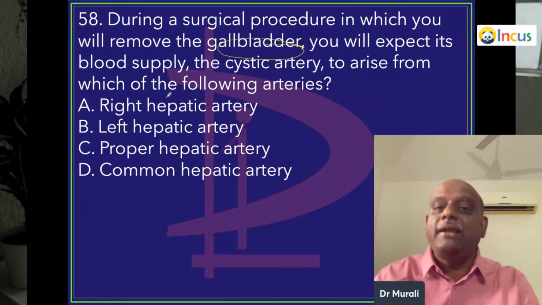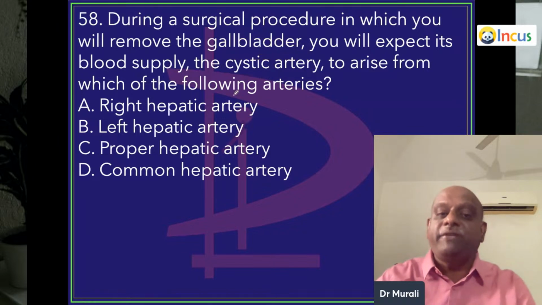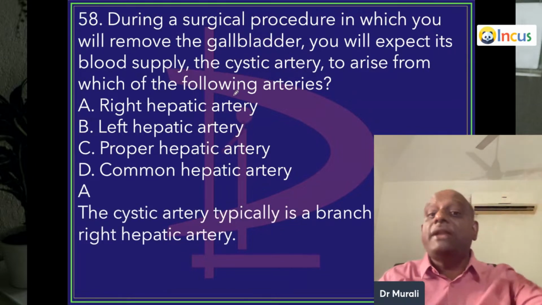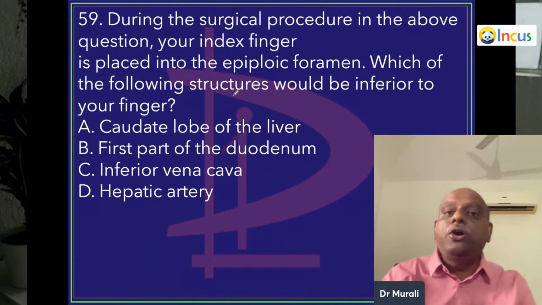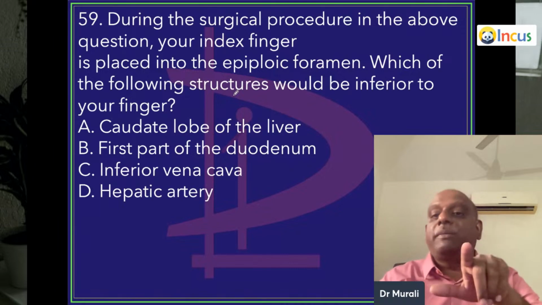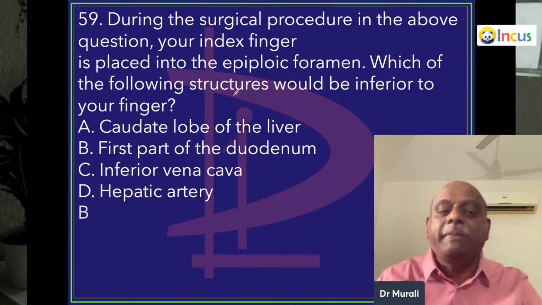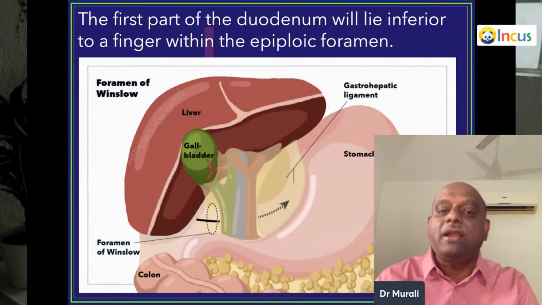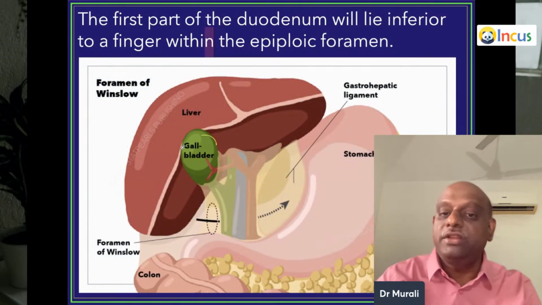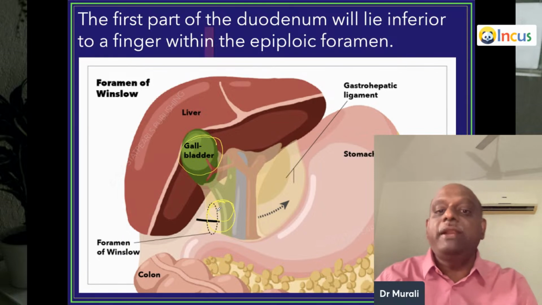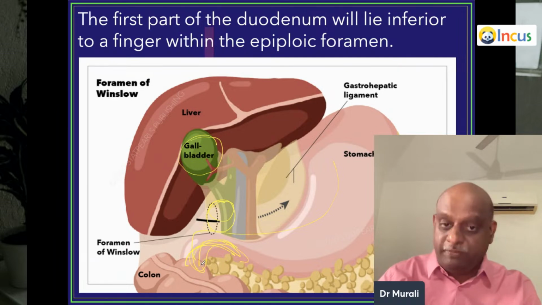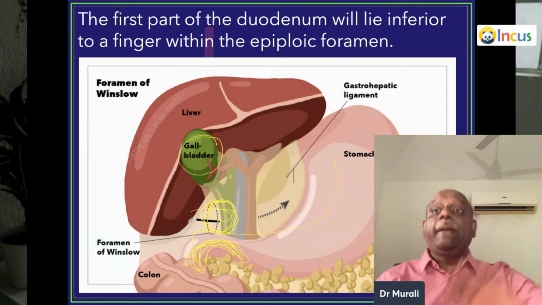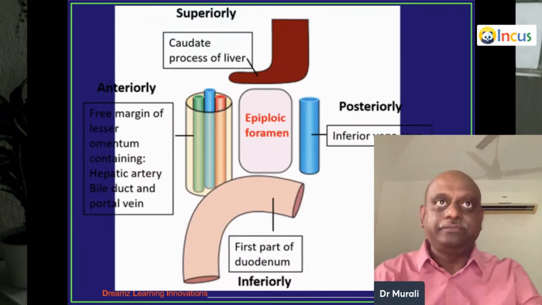You remove the gallbladder; the cystic artery is the blood supply. From where does it arise? The cystic artery is a branch of the right hepatic artery. You have placed the finger on the epiploic foramen. What is inferior to the epiploic foramen? It is the first part of the duodenum. So this is the gallbladder. This is the foramen of Winslow, the epiploic foramen. Stomach just became the first part of the duodenum. The first part of the duodenum is inferior to the epiploic foramen, is what you need to remember.